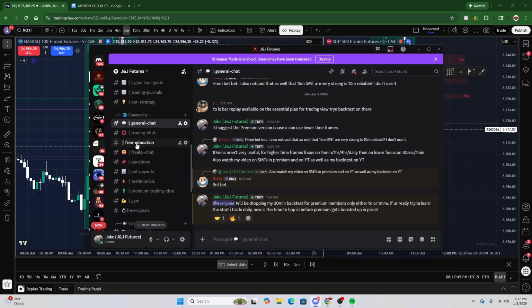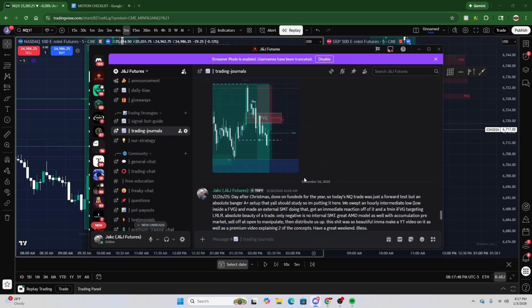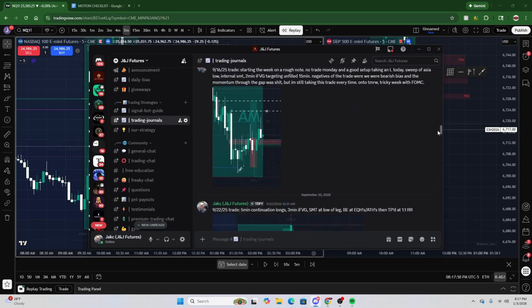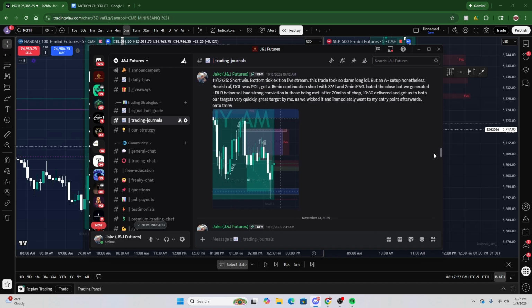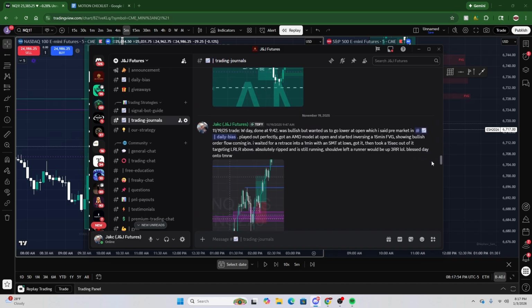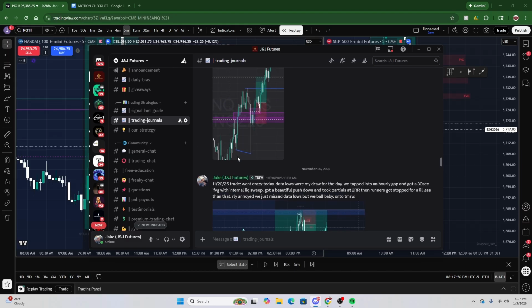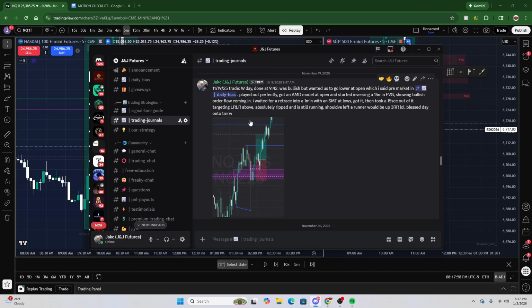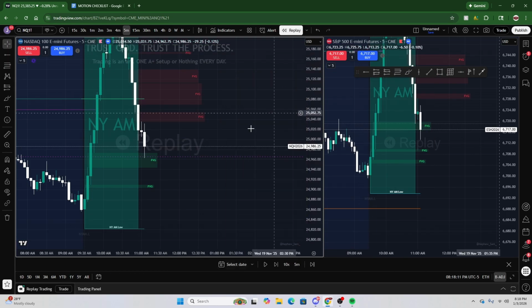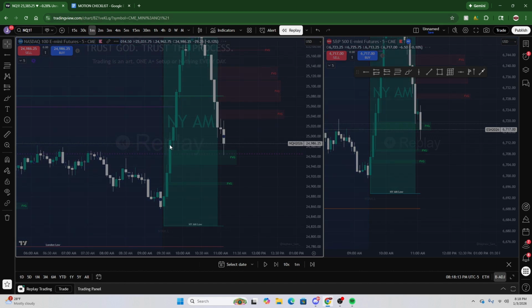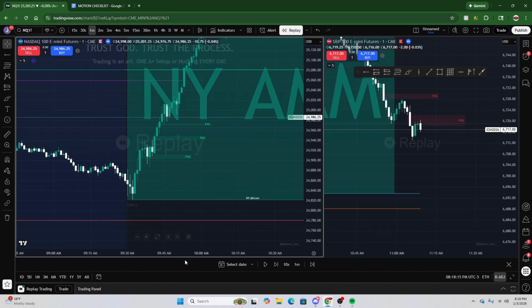Let's see if I took a trade that day. Trade done in 9:42. What was I seeing? AMD model had opened, started inversing, showing bullish. I waited for a retrace into a 1 minute. There it is. That's why, because I'm not taking discretionary trades on this back test. Okay, that's why. So I probably took this.